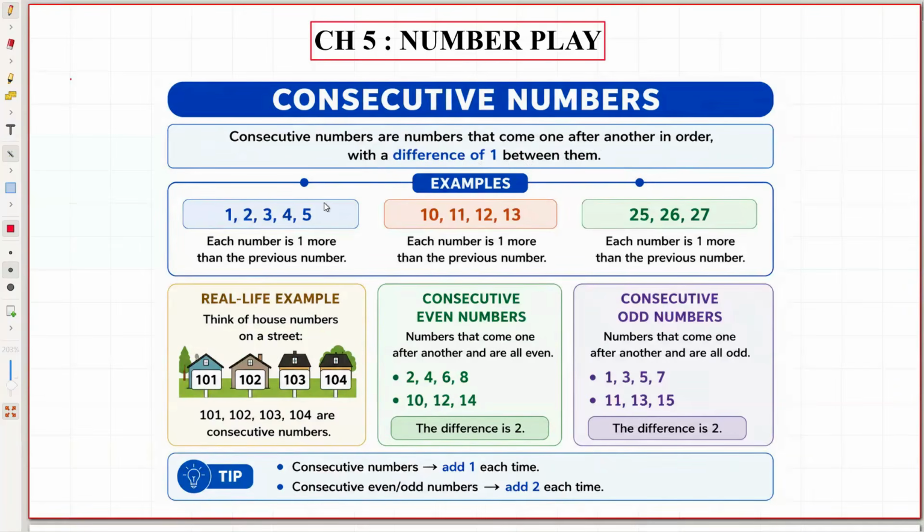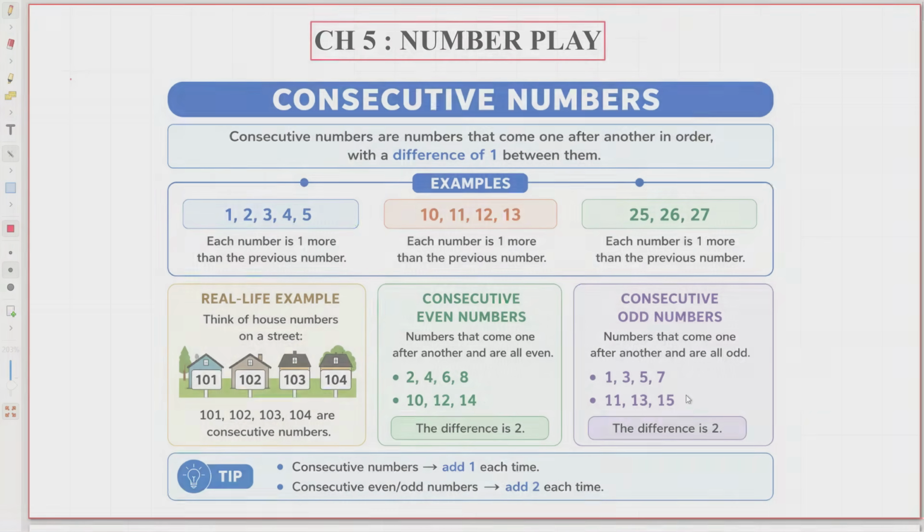1, 2, 3, 4, 5; 10, 11, 12, 13; 25, 26, 27. These all are consecutive numbers. In real life, you see them in house numbers, like 101, 102, 103, 104. Next, consecutive even numbers: 2, 4, 6, 8, 10, 12, 14. And consecutive odd numbers: 1, 3, 5, 7, 9, 11, 13, 15.